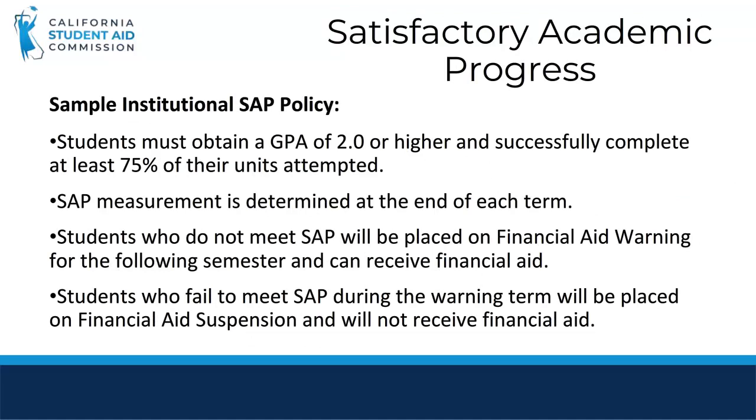Here is a sample institutional satisfactory academic progress policy. Students must obtain a GPA of 2.0 or higher and successfully complete at least 75% of their units attempted. The SAP measurement is determined at the end of each term, and students who do not meet SAP will be placed on financial aid warning for the following semester and can receive financial aid. Students who fail to meet SAP during the warning term will be placed on financial aid suspension and will not receive financial aid.